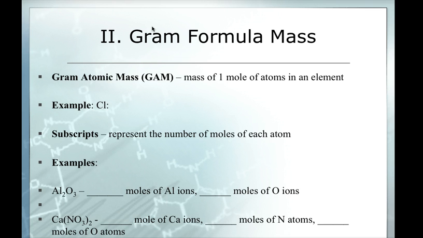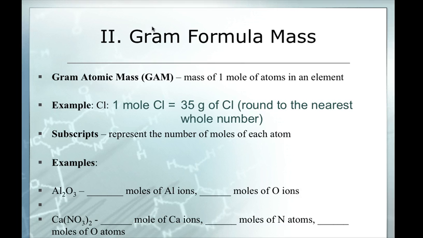So here's a couple of examples. If you look at the periodic table and look at the atomic mass of chlorine, and you really should have your periodic tables out. I know it's a pain in the neck, but please have it out. If I want to know the mass of 1 mole of chlorine, or its gram atomic mass, which is the mass of an element, well, all I do is look on the periodic table, look at the mass, and round it off to a whole number. So the mass for chlorine, the gram atomic mass, molar mass, formula mass, whatever you want to call it, is 35 grams.